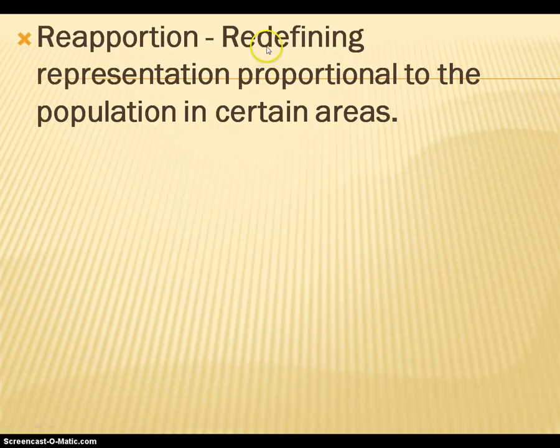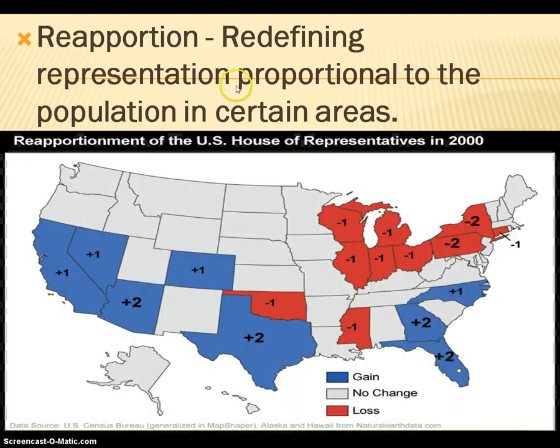And then we have reapportion, which is redefining representation proportional to the population in certain areas. Okay? Now, I showed you that map earlier about the representation in different areas. You know, California was at 53, Montana, also known as Cowland, was at 1. You know, Alaska, the freezing zone, was at 1. Now, every 10 years when they redo that census, they have to reapportion the areas. They have to change based on the population.